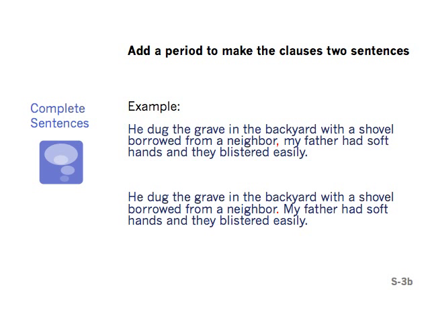One way to fix a run-on sentence, whether it's a comma splice or fused sentence, is to simply make two sentences. Add a period between the two thoughts and capitalize the beginning of the new second sentence. Here's an example. He dug the grave in the backyard with a shovel borrowed from a neighbor. Period. My father had soft hands, and they blistered easily.